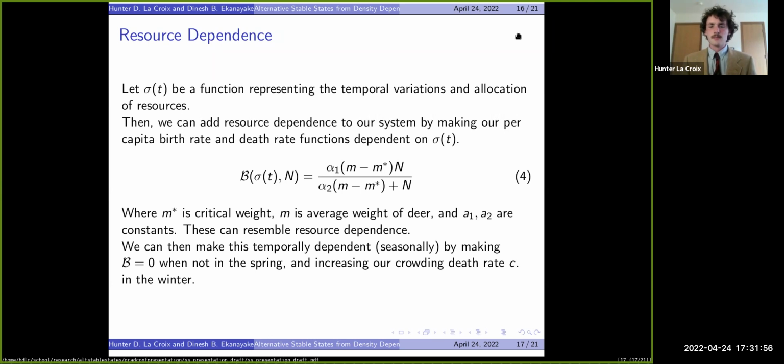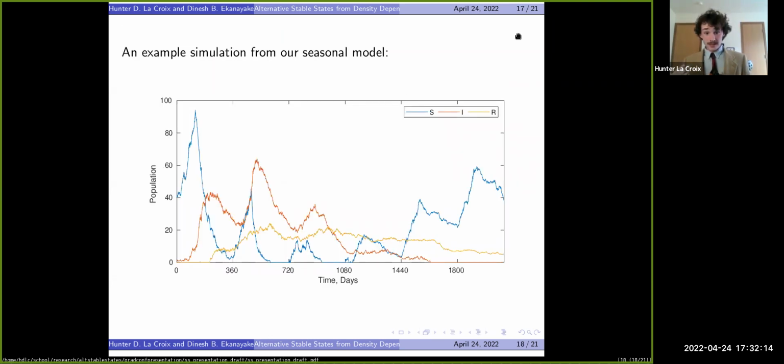So we're going to make this temporally dependent by making our birth rate equal to 0 when not in the spring. So we're going to try to divide our times by seasons. We have a third of the year is spring, a third is summer and fall, and then a third is winter. And actually during winter, we're going to increase our crowding death rate constant. And so what we get is a model that looks like this.